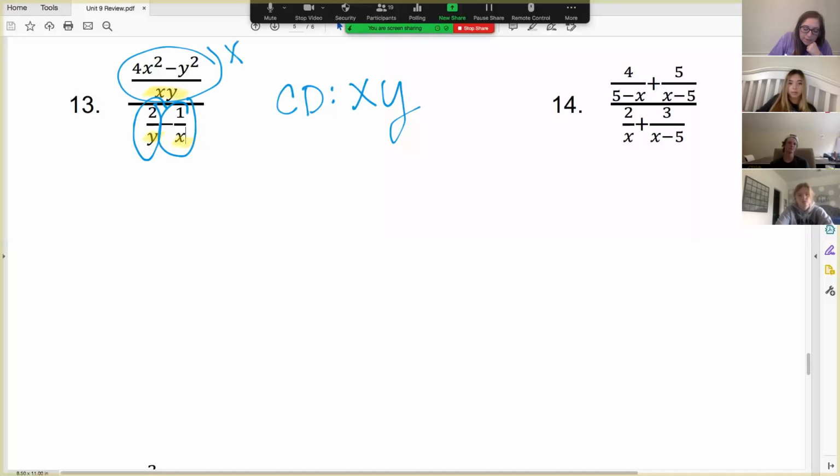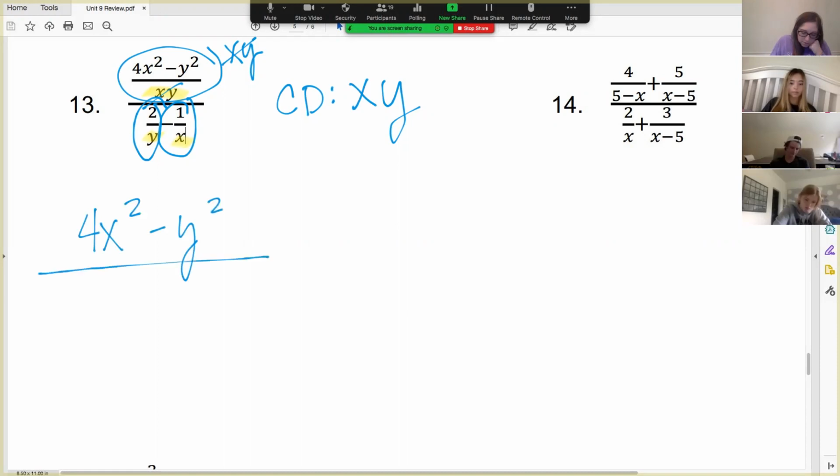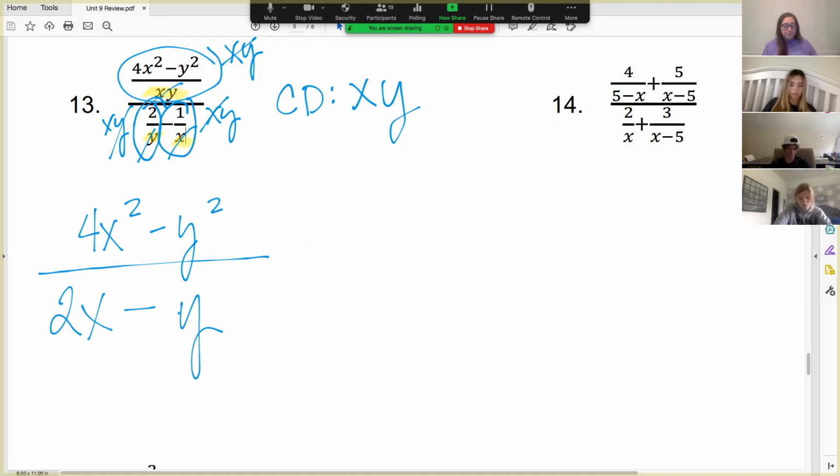When I multiply the first fraction by xy, the numerator and denominator cancel, and I'm left with 4x squared minus y squared. When I multiply the bottom left fraction by xy, the y's cancel, and I'm left with 2x. And then bottom right, the x's cancel, and I'm left with just y, 2x minus y.